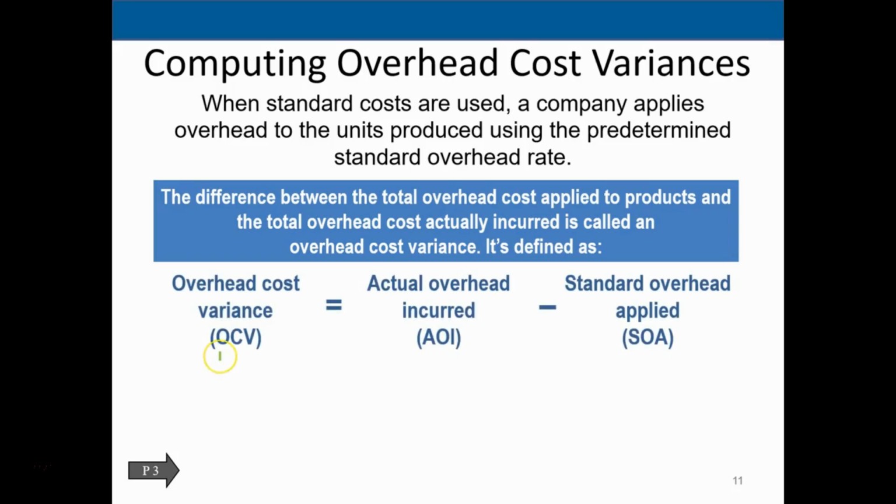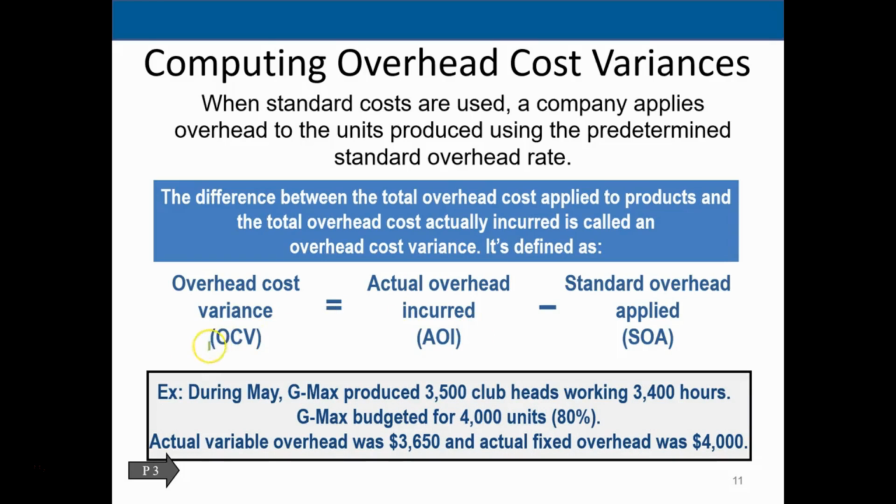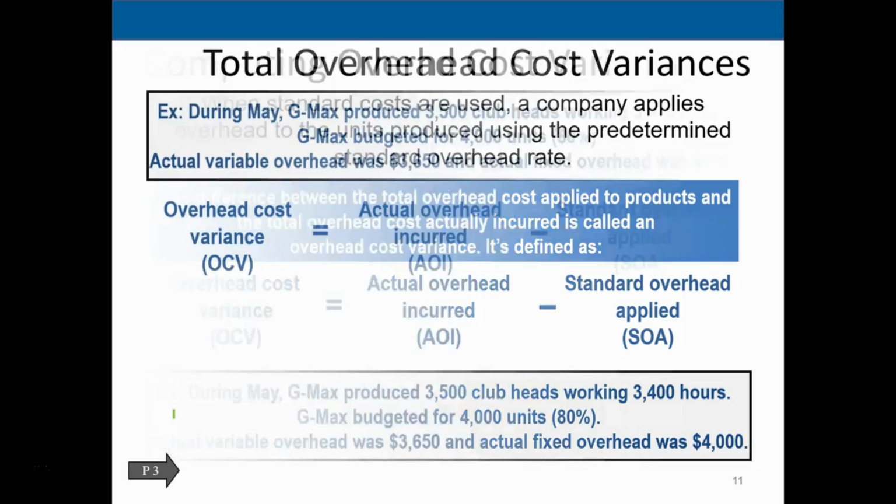So the overhead cost variance, the difference in overhead between what we thought was going to happen and what actually happened, is going to be calculated as the actual overhead incurred, so we know what actually happened, obviously at the end, minus the standard overhead applied. So, for example, during May, the company produced 3,500 club heads working 3,400 hours. They budgeted 4,000 units, or 80% of capacity. Actual variable overhead was 3,650 and actual fixed overhead was 4,000.